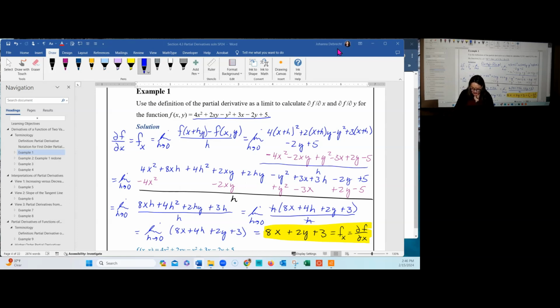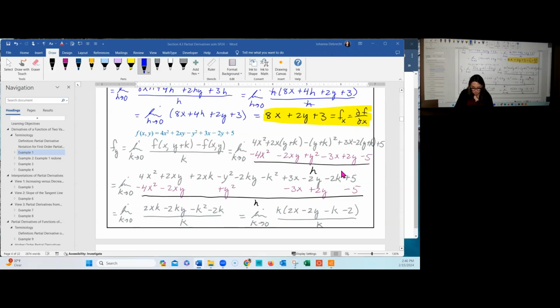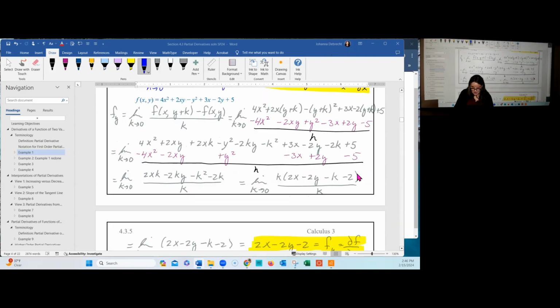Let's take a look now at finding the partial with respect to y. I did this one in a different color so that it would show up a little bit differently in contrast. This time we find the limit as k goes to 0. You could use h again, of f of x comma y plus k minus f of x comma y, all divided by k. We repeat the process, but this time we're leaving the x variable as x and replacing the y variable with y plus k in the first term.